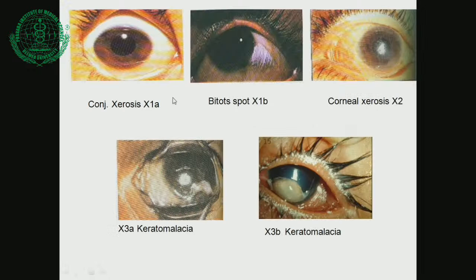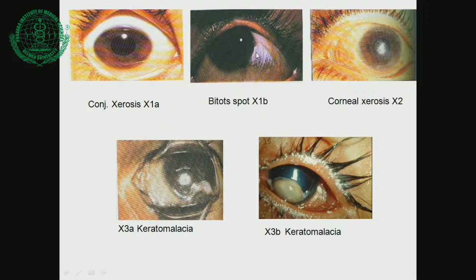Now you can see this picture. On the extreme left side you can see X1A, that is the conjunctiva. Only the conjunctiva has become dry. The cornea is still shiny, a bright shiny cornea. So it is X1A. B for B: remember, Bitot's spot is X1B. I always ask students to remember it like this. Bitot's spot is X1B. Why? B is for Bitot's spot. B for B.